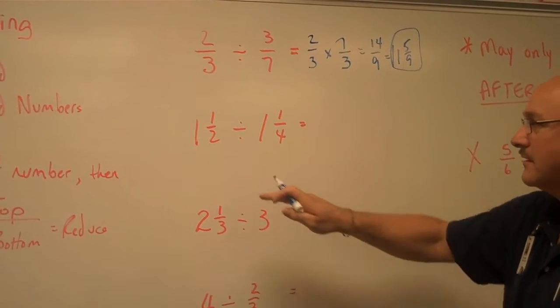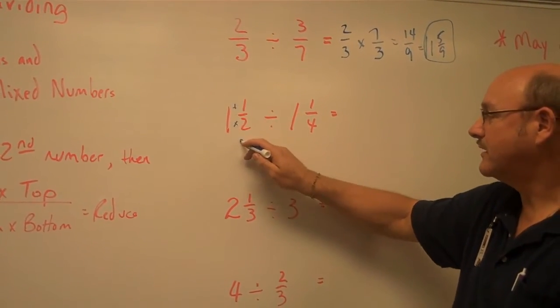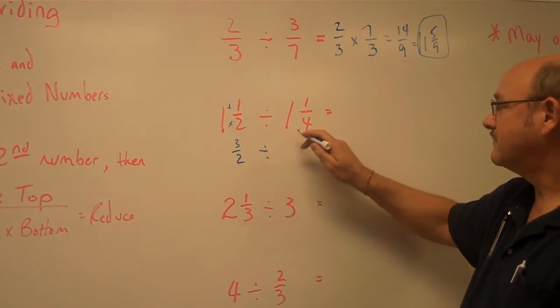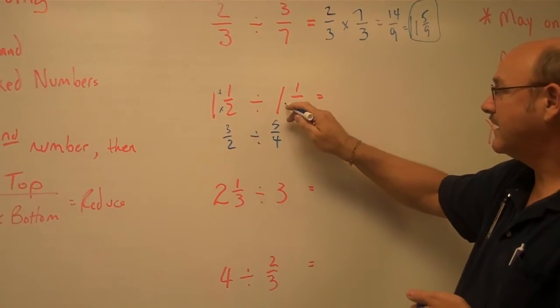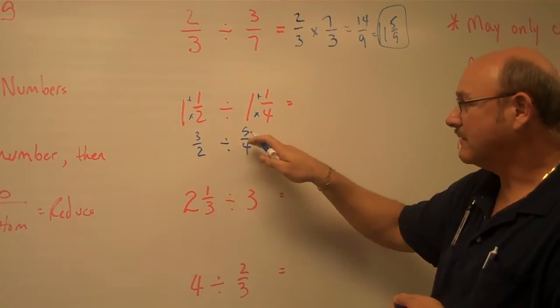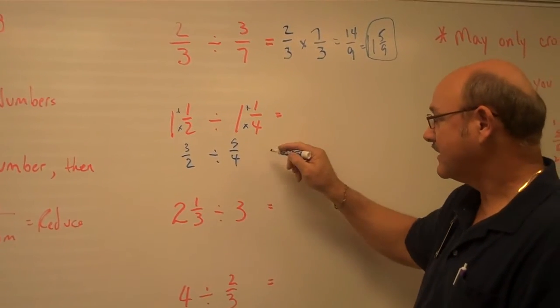Works the same way. We need improper fractions here just like yesterday. 2 times 1 plus 1 is 3/2, divided by 1 times 4 plus 1 is 5/4. Now remember, all we've done is make these improper fractions. We've not done the important step. We've got to flip the second number.